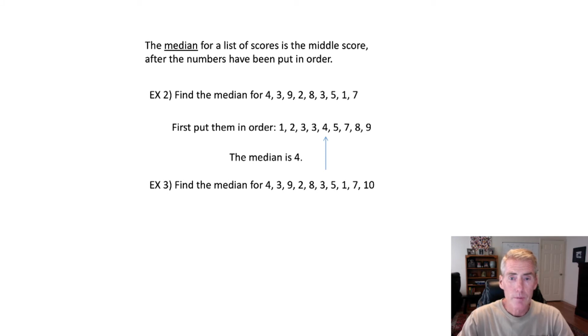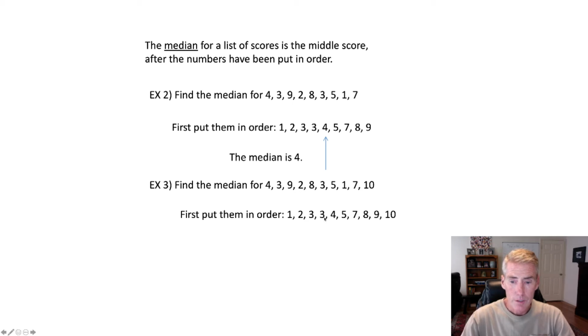What? Another example? Yes. So I put them in order, and then notice now I've got 1, 2, 3, 3, 4. So I've got 5 numbers here, and I've got 5 numbers here. So the middle, where that blue arrow goes, is right in between a 4 and a 5. So in this case, the median is going to be 4.5. When you have an even number of numbers, so I've got 5 on this side and 5 on this side, then the median is going to be between the 2 middle ones. So just add them up and divide by 2, and that would be 4.5.